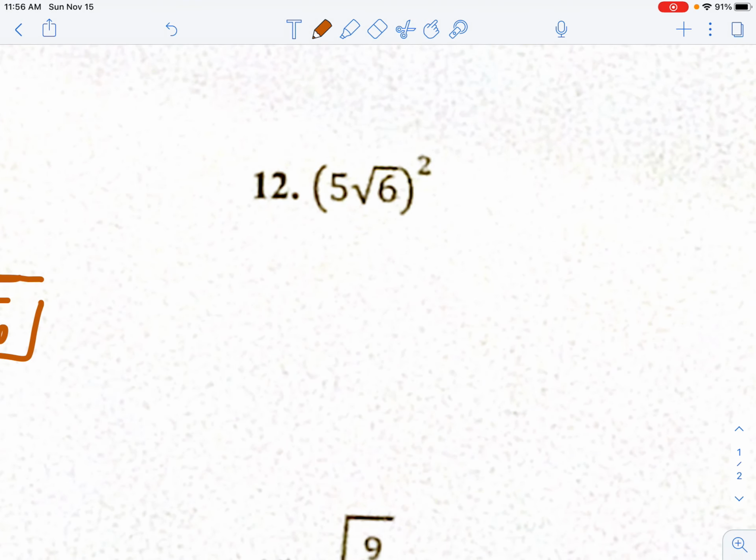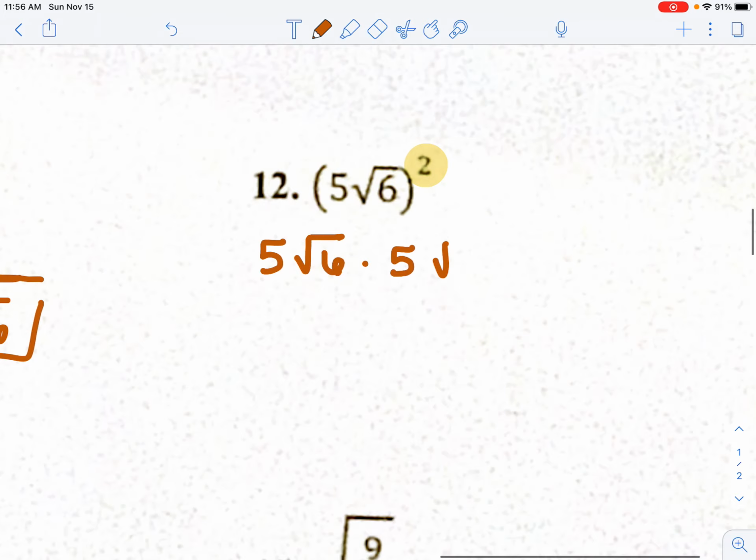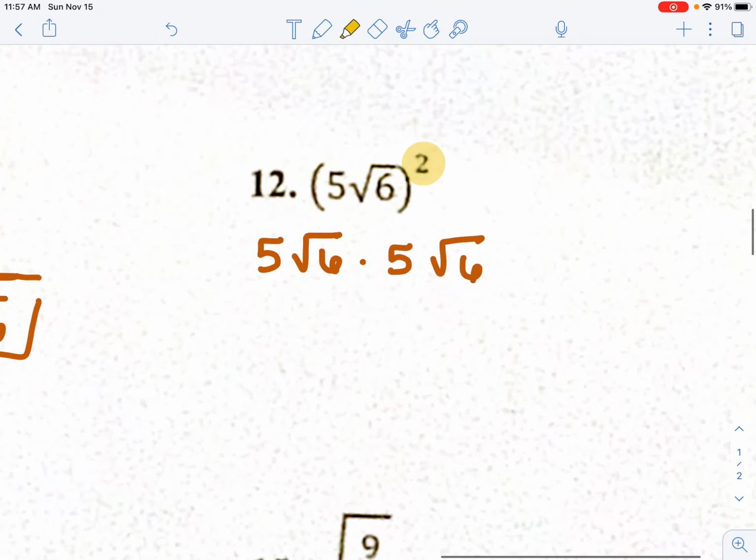Okay, up next we've got 5 radical 6 squared. When you see this squared, that just means you're multiplying it by itself. So what I do is I rewrite it twice. So 5 radical 6 times itself, 5 radical 6. Okay, we're going to multiply like terms here. So I see coefficients 5 and 5. Well, 5 times 5 is 25.